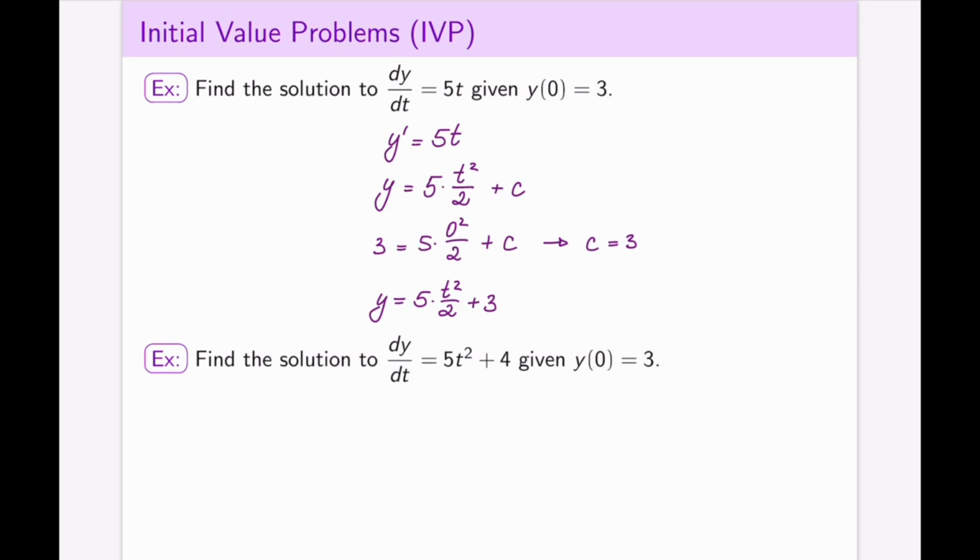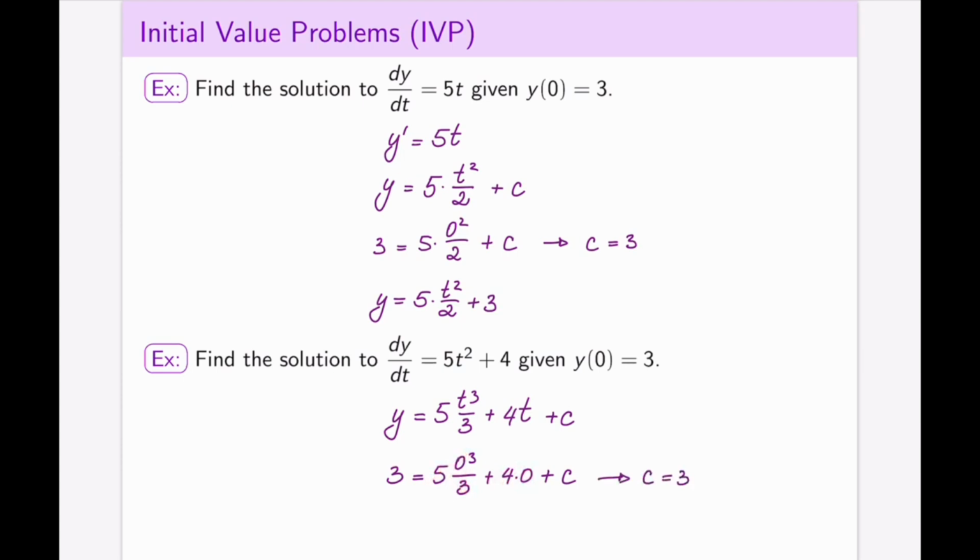So what I'm going to have here is my function, and then I'm going to apply the anti-power rules here. So I'm going to have 5t cubed over 3 plus 4t as the function, plus the constant that I'm going to determine using my initial condition. So the initial condition says y of 0 is equal to 3. So y is equal to 3 while t is equal to 0. So I'm going to have here this equation for solving c. And as before, this is also very simple. Both of these are going to turn into 0, and c will once again turn out to be 3.